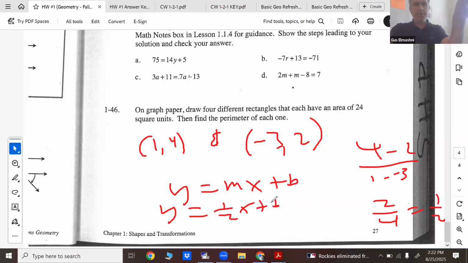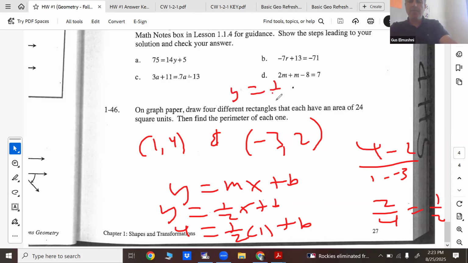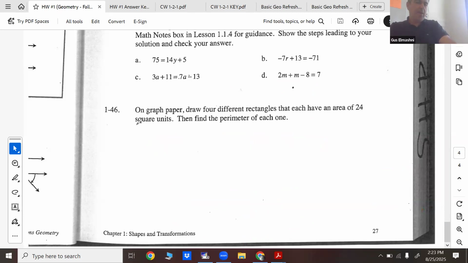Yeah, just plug in one of the points. So say plug in 1 and 4, and then solve for b. b should be, I think, 3.5. So the equation would be y equals half x plus 3.5. So just find the slope and work it out. That's all.